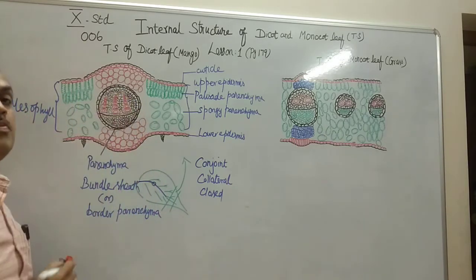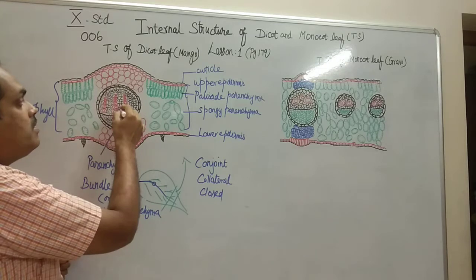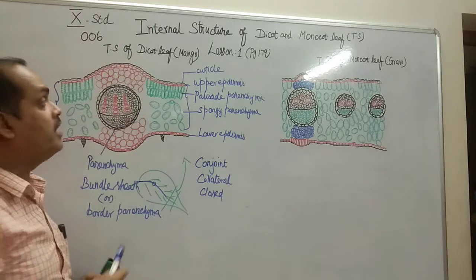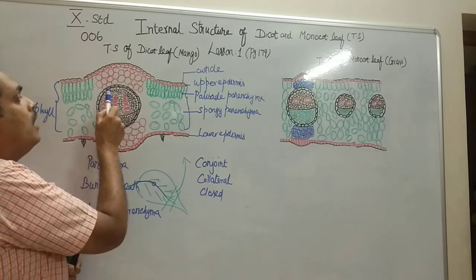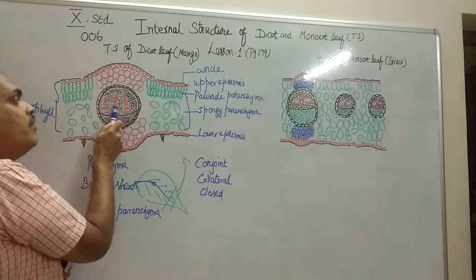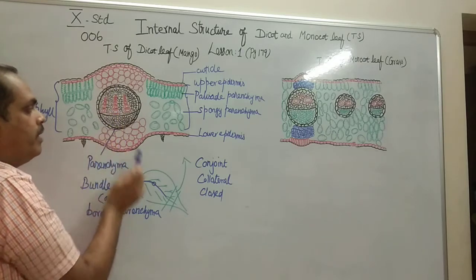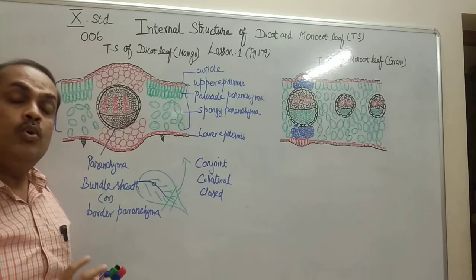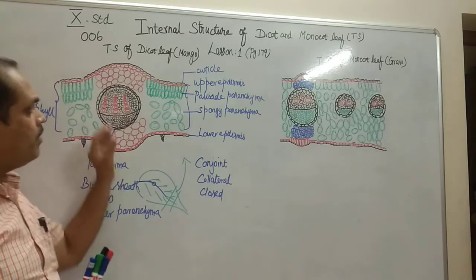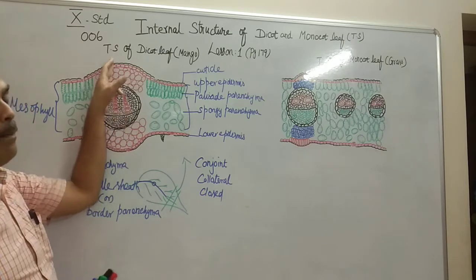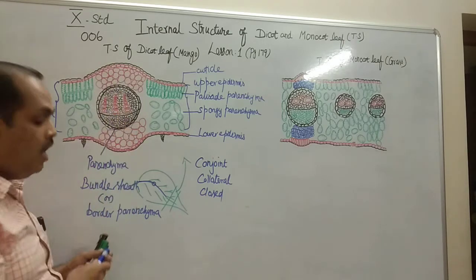Now when you see the arrangement of the xylem and phloem, xylem is facing towards the upper epidermis and phloem will be facing towards the lower epidermis. In fact, the protoxylem, the first formed xylem, is facing towards the upper epidermis and the metaxylem is facing towards the lower epidermis, and phloem is also facing towards the lower epidermis. For that, you have to clearly understand, or you can simply write: the xylem is towards the upper epidermis and phloem is towards the lower epidermis.